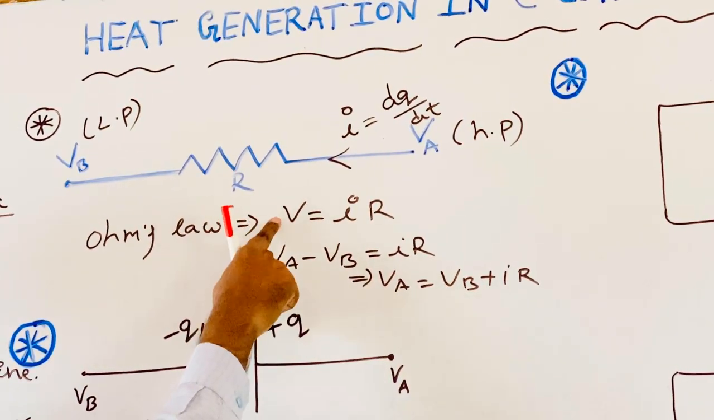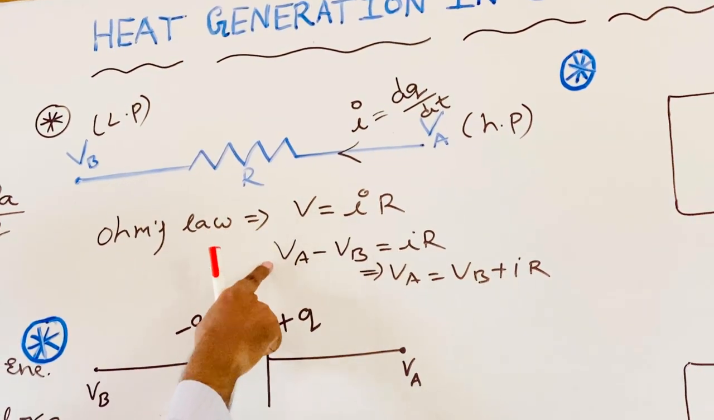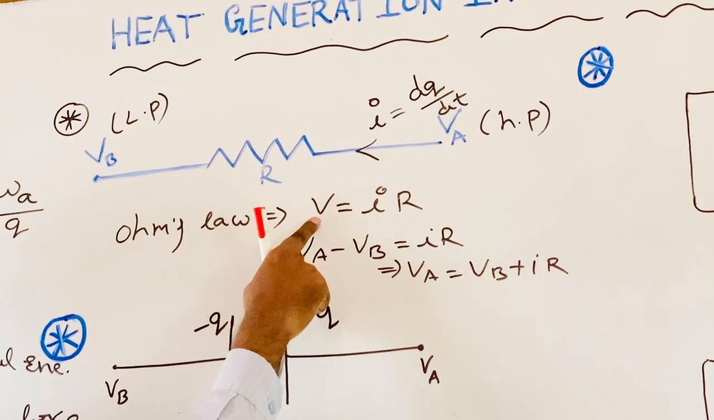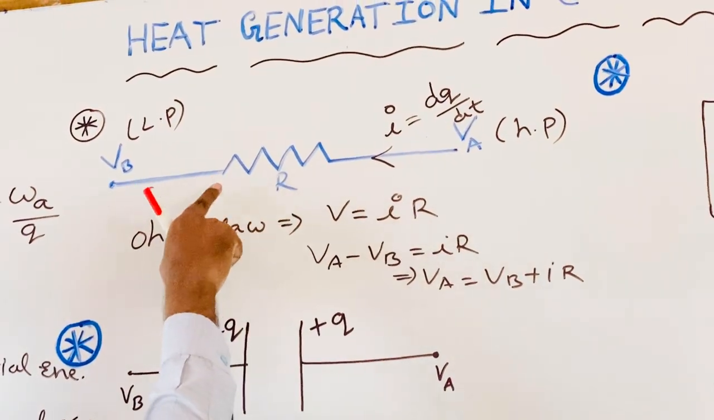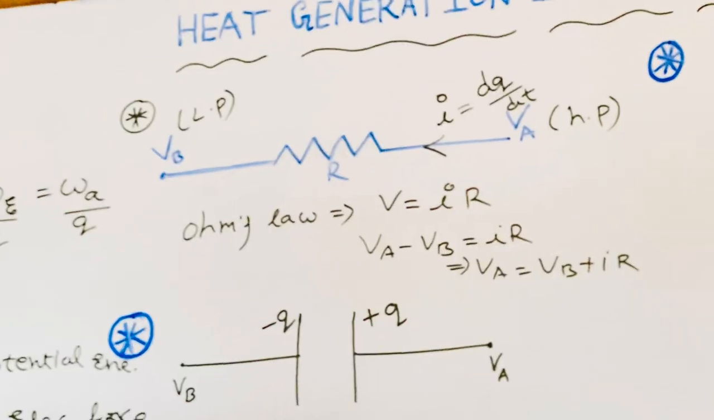Okay? So don't think of this as potential. Think of this one as what? Potential difference. Especially you are using this relation for the calculation of the potential difference across the resistor.